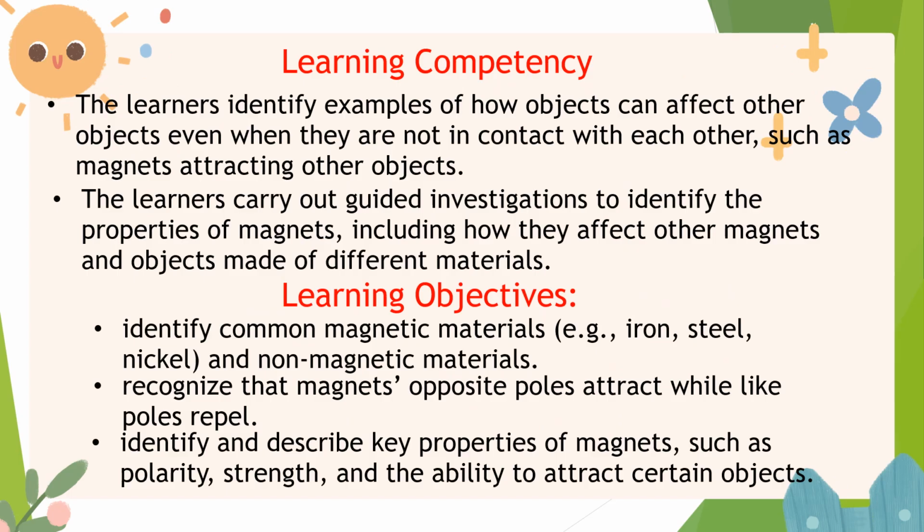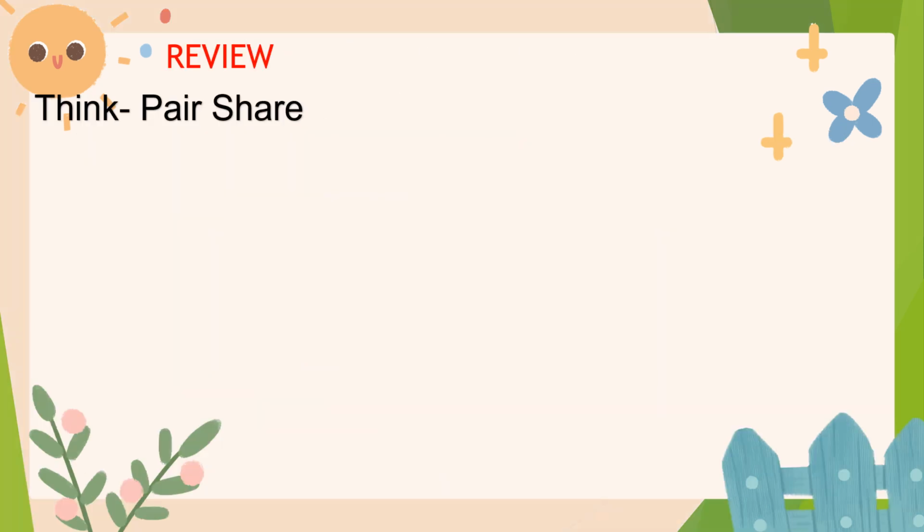By the end of this lesson, you will be able to: identify common magnetic and non-magnetic materials; recognize that magnets' opposite poles attract while like poles repel; and identify and describe key properties of magnets such as polarity, strength, and the ability to attract certain objects.